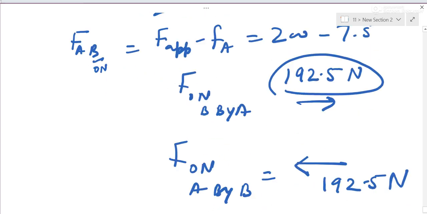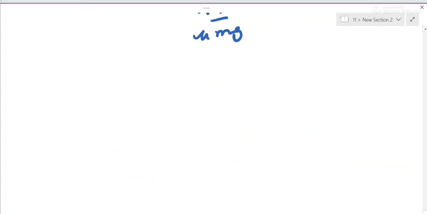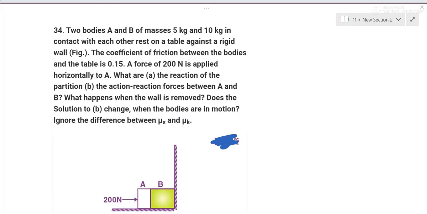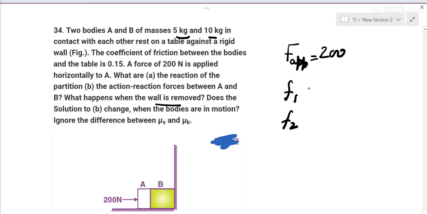So let us see. There are two bodies, 5 kg and 10 kg. We have to tell what happens when the wall is removed. So when the wall is removed, first of all, your applied force is 200. And friction of 1 and friction of 2 we can get ready.